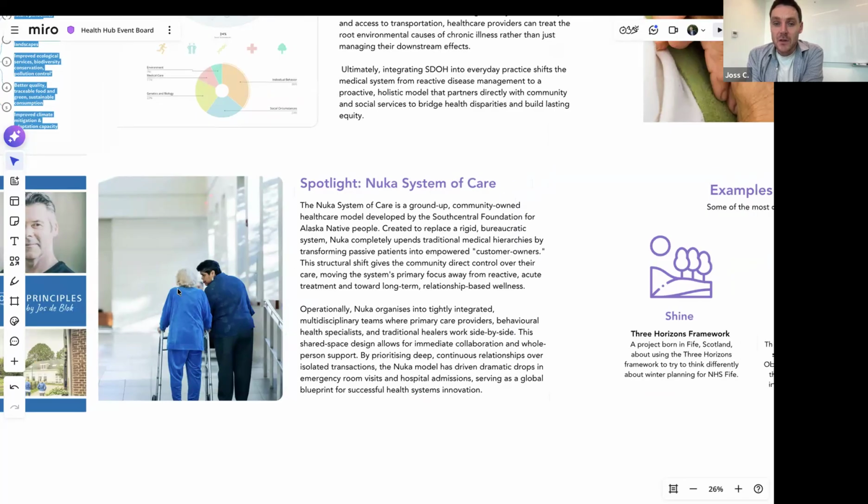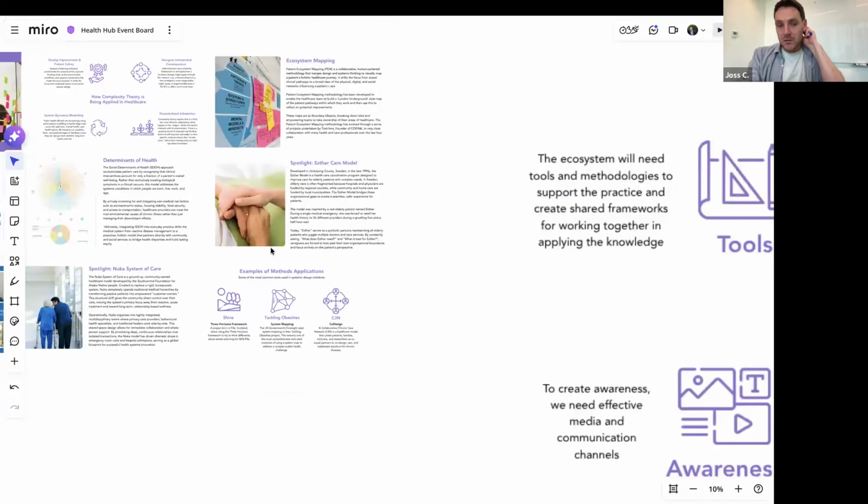And operationally, Nuka organizes into tightly integrated multidisciplinary teams where primary care providers, behavioral health specialists and traditional healers work side by side. And again, it's trying to bring it back to the kind of community-owned or user-centered kind of model. So welcome you to look into those in the paper.